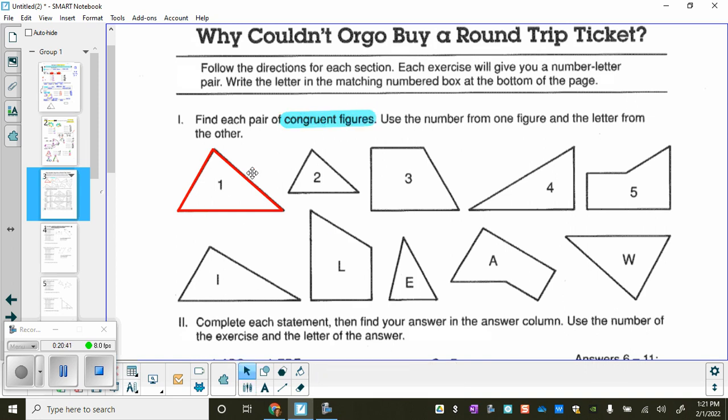So for this one right here, these 1, 2, 3, 4, 5 shapes, they're congruent to these 5 letters down here. If I try to match this up with this one, you can see this one is not the same shape. So 1 does not match up here with I. It's not L or E or A, but it's W. If I take W, see how if I just turn the shape a little bit, that is it right there. So 1 matches up with a W.